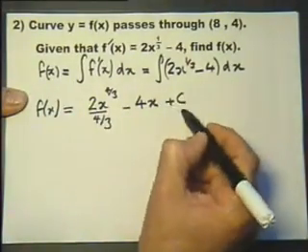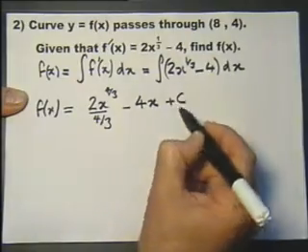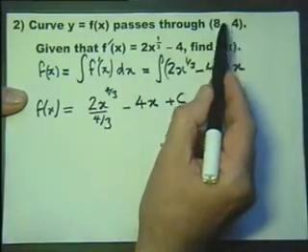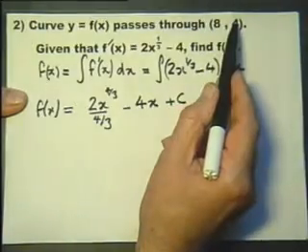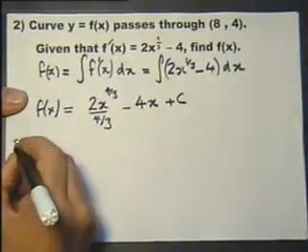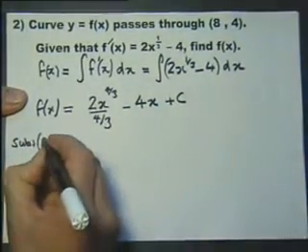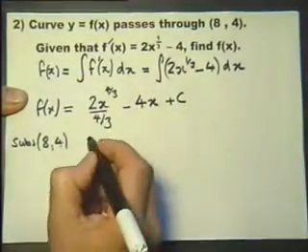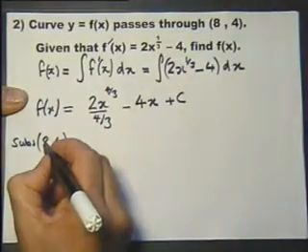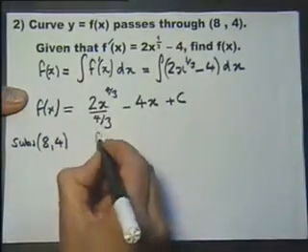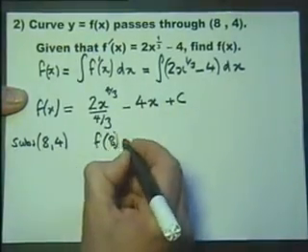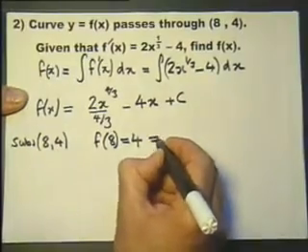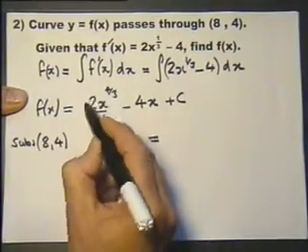We can work out the constant of integration if we're told some additional information, and we're told that the curve actually passes through this coordinate of x equals 8, y equals 4. So let's substitute the coordinate into here, which is another way of saying substituting the value of 8 into there. Substituting 8 into the function will give you the answer of 4.